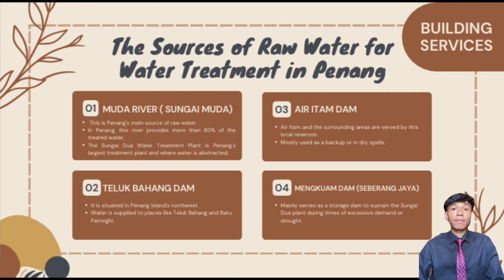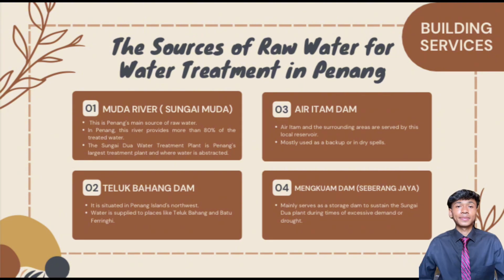Secondly is Teluk Bahang Dam. It is situated in the northwest of Penang Island. Water is supplied to places like Teluk Bahang and Batu Ferringhi. Next is Air Hitam Dam. Air Hitam and the surrounding areas are served by this local reservoir, mostly used as a backup or in dry spells. Last but not least is Mengkuang Dam, in Seberang Jaya, mainly serving as a storage dam to sustain the Sungai Dua plant during times of excessive demand or drought.